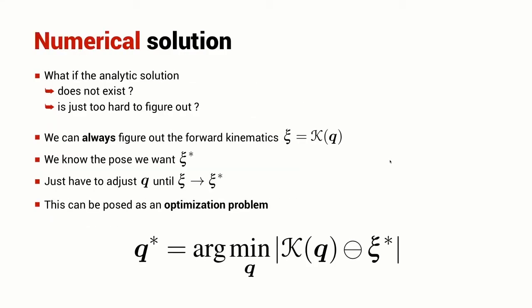An alternative to the analytic solution is the numerical solution, and that's applicable when the analytic solution doesn't exist or is just too hard to figure out. It relies on the fact that we can always determine the forward kinematics of the robot. That's relatively straightforward to do, and we talked about that in the previous lecture. We know the pose that we want the robot end effector to achieve, which is called psi star. All we need to do is to adjust the joint angles q until psi matches psi star, and we can pose this mathematically as an optimization problem written very formally here. And we showed how we can use MATLAB and the robotics toolbox to determine the numerical solution for a 2-link robot and for a 6-link robot.